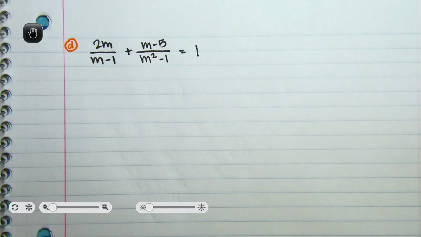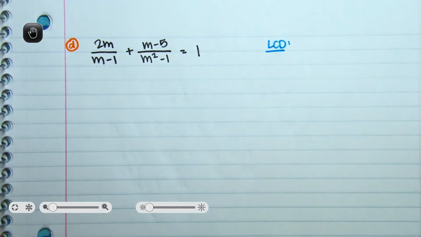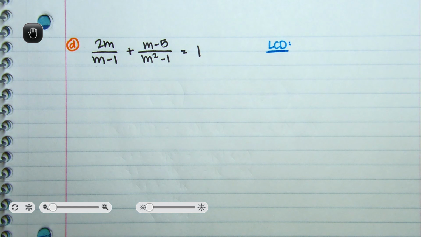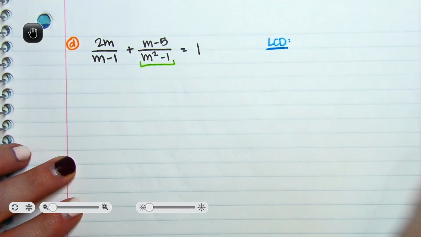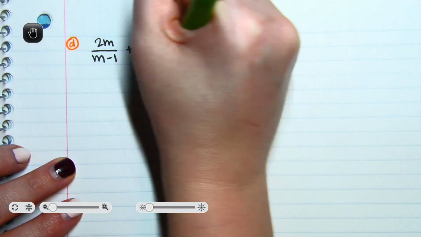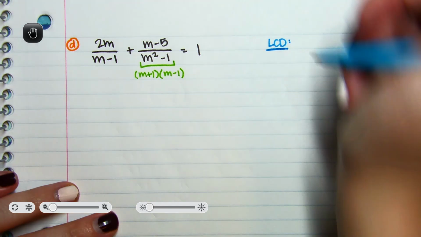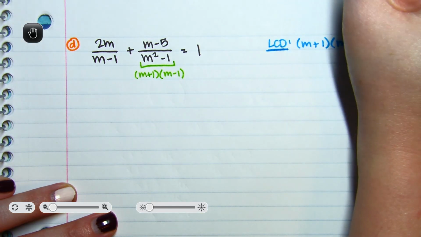Last example of the day. First thing we need to do is find our LCD. But first, before that, you should notice, do any of our denominators factor? You should have said, yeah. This one is a difference of squares. This factors as m plus 1 times m minus 1. What is our LCD? If you said m plus 1 times m minus 1, you are correct.